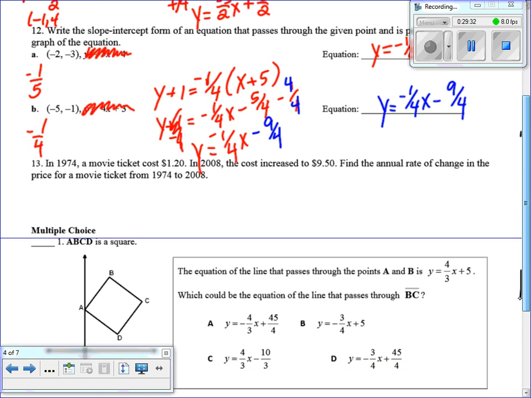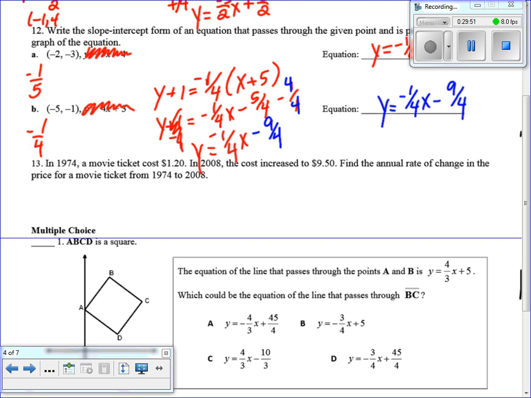13. Says, in 1974, a movie ticket cost $1.20, and in 2008, it increased to $9.50. Find the annual rate of change and the price of the movie ticket from 1974 to 2008. You have 2 points, okay?